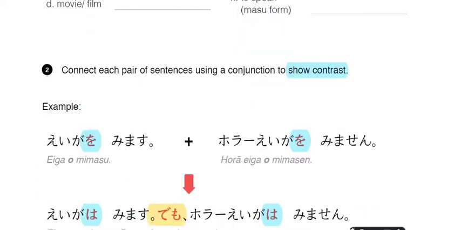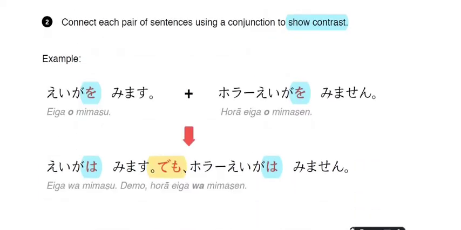Okay, now the question number 2 says that you have to join the two sentences given using a contrast marker and a conjunction. Okay, now you look at the example first so you can understand how exactly you are supposed to do it. The first sentence is 家がを見ます。Second sentence is ほら家がを見ません。Put the focus on your okay? So you see the particle o is used over here. So this o is going to get converted into the particle wa. Now this is because wa is not a topic marker over here.